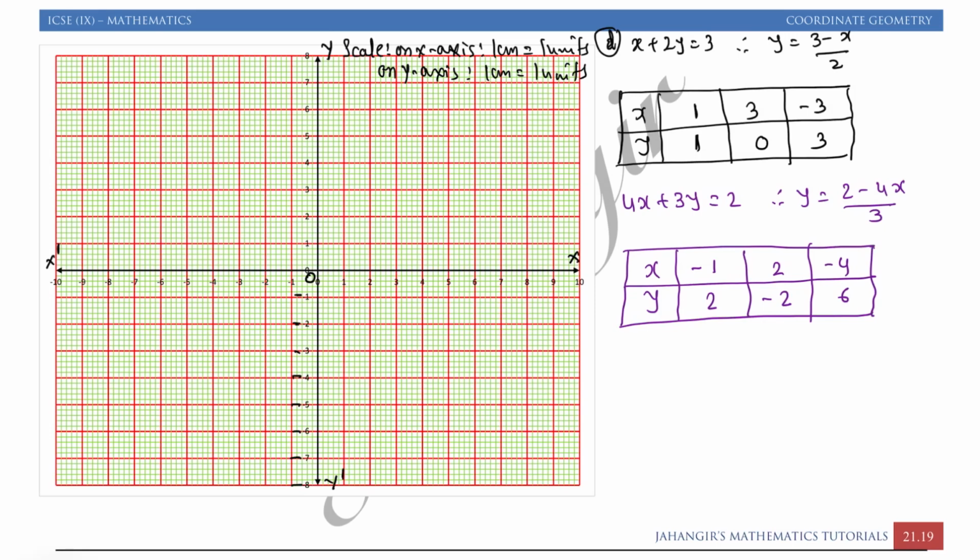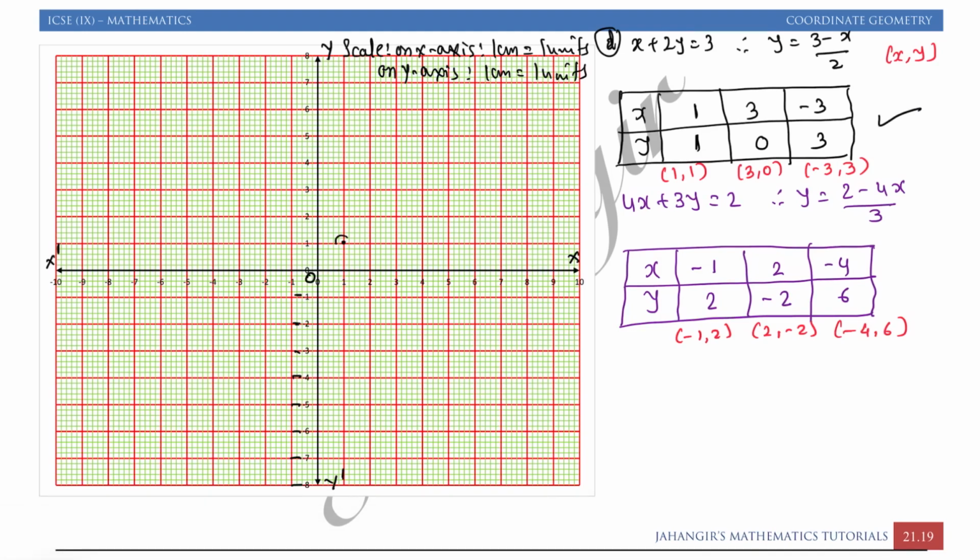So let us plot the first equation. First I will write all coordinates over here. First 1 comma 1, 3 comma 0, minus 3 comma 3. Here I can write minus 1 comma 2 because the x value is minus 1, y value is 2. Coordinates should always be in the form of x comma y. 2 comma minus 2, minus 4 comma 6. So let us plot the first equation's coordinates, that is 1 comma 1.